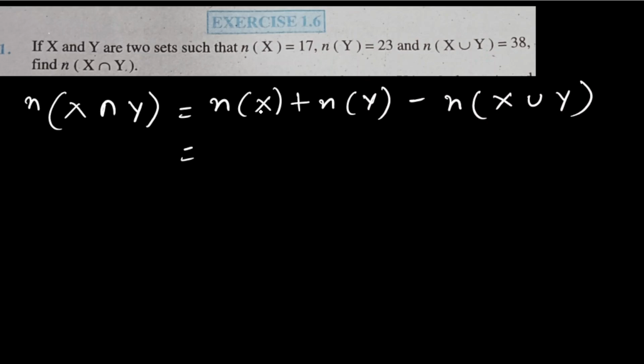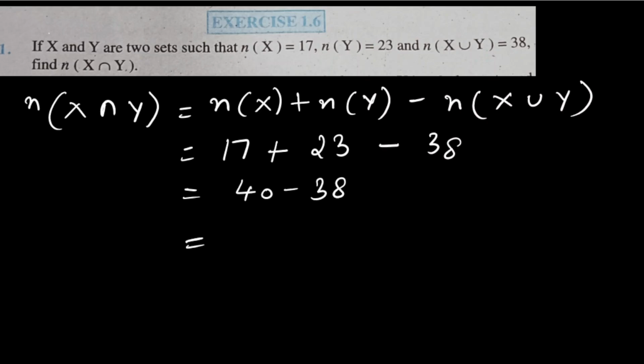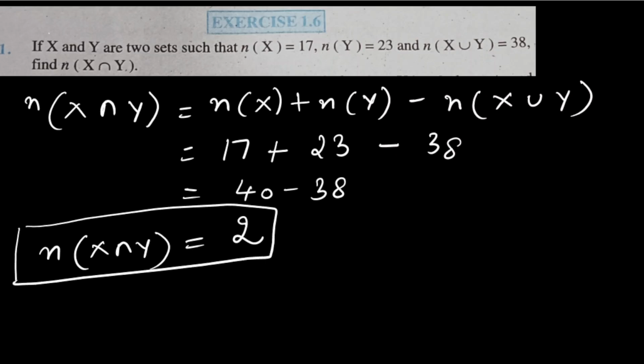So let's substitute all the values. Number of elements of X is 17 plus number of elements of Y is 23 minus number of elements of X union Y is 38. So this is 17 plus 23, which is 40. 40 minus 38 is equal to 2. So that means number of elements of X intersection Y is equal to 2. Because everything in this question is simple and direct values are given, you can understand that with the help of the formula we have easily calculated this.